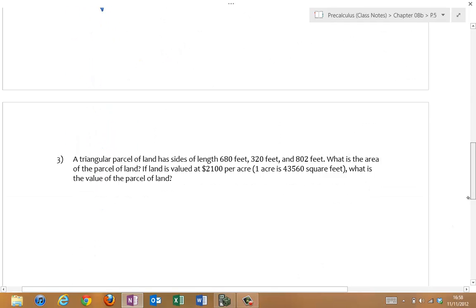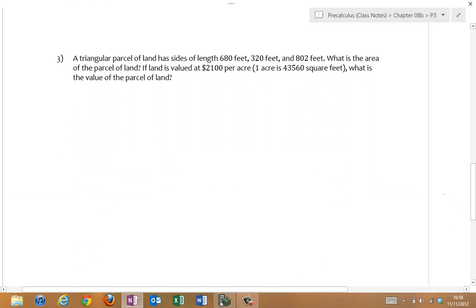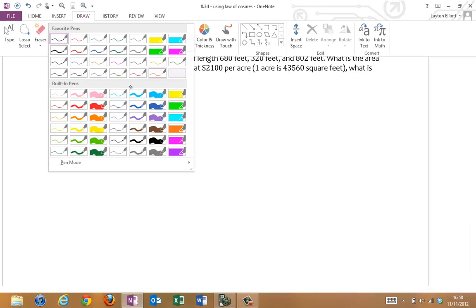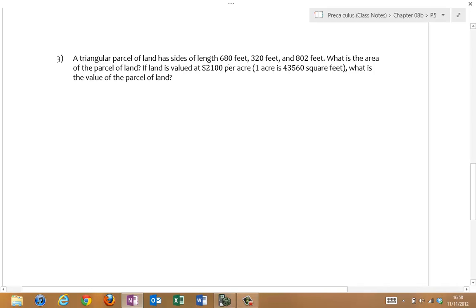Okay, moving right along. We have a triangular parcel of land. The word parcel means piece, so don't make that too complicated. It has side lengths of 680, 320, and 802 feet. What is the area of the parcel of land? If the land is valued at, well, let's answer the area question first.